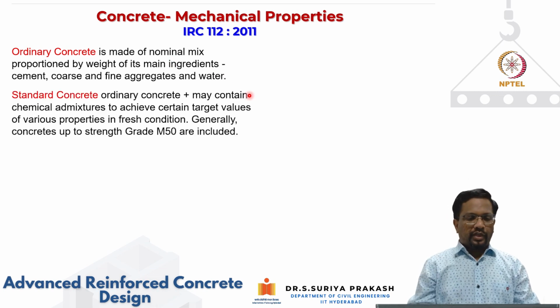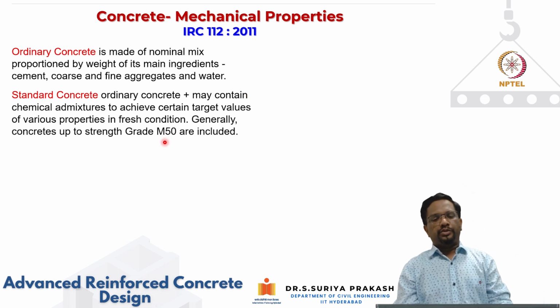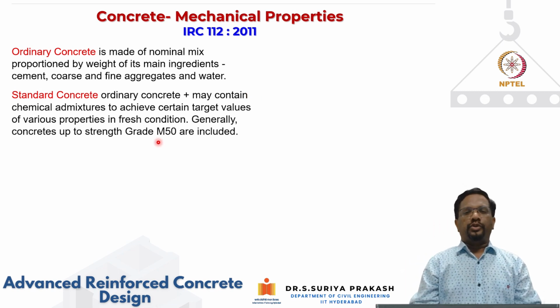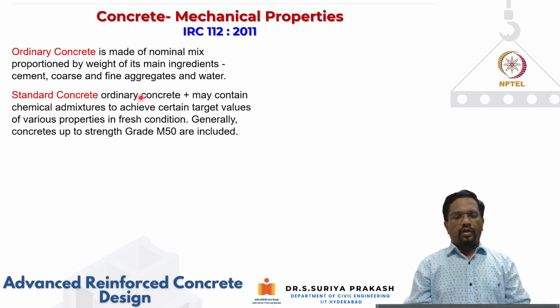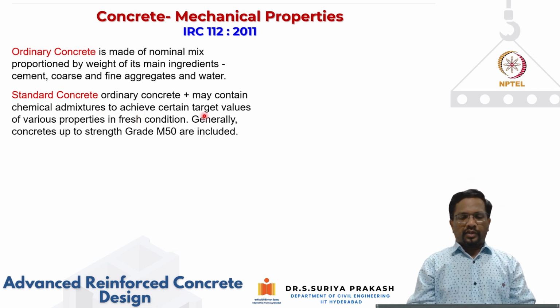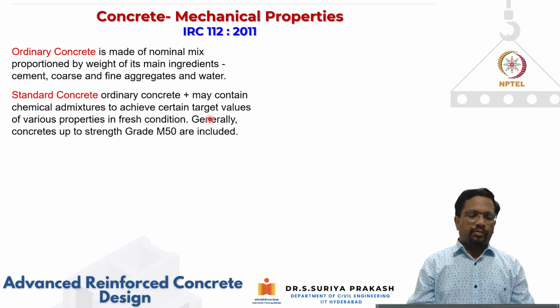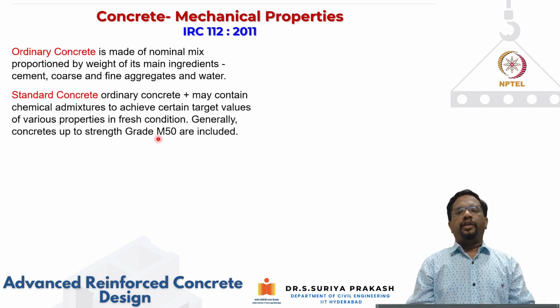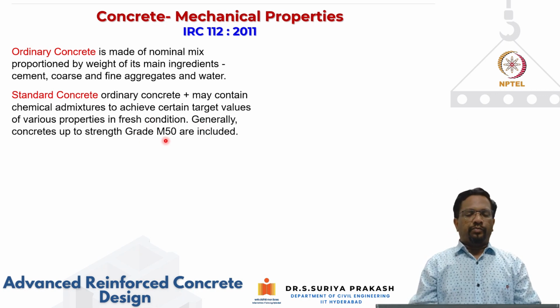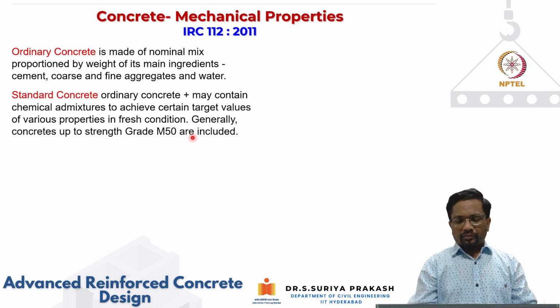Then we also have standard concrete, which is mostly used for structural applications. This comprises ordinary concrete, and we also add some chemical admixtures to achieve certain target values, especially for dealing with properties in the fresh condition, for example, to improve workability and so on. Generally, for this concrete, we deal with strengths in the range of M50, which is 50 megapascal.